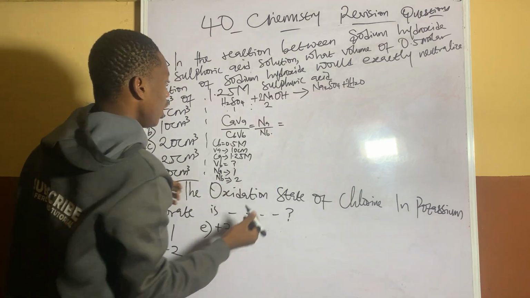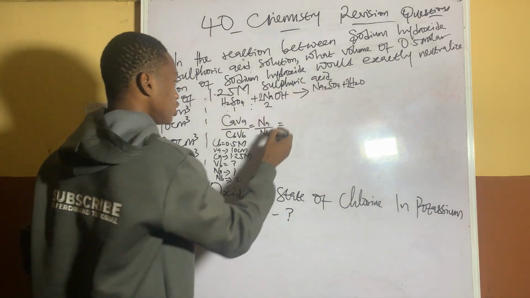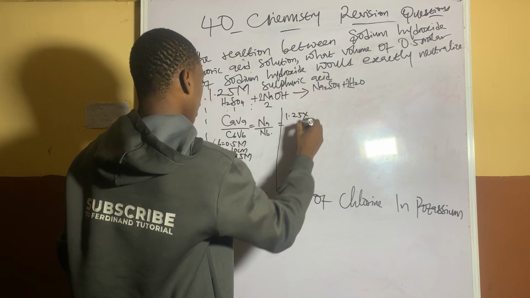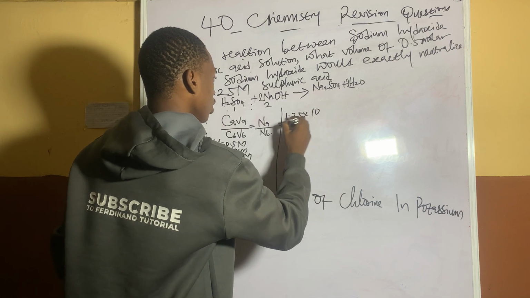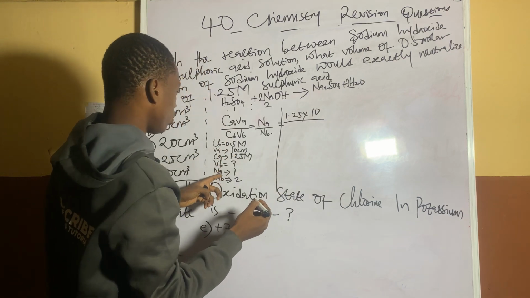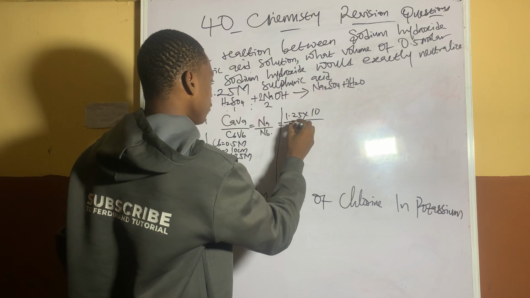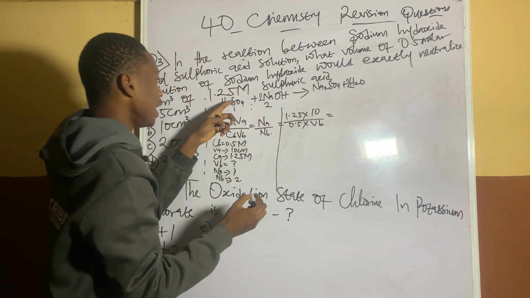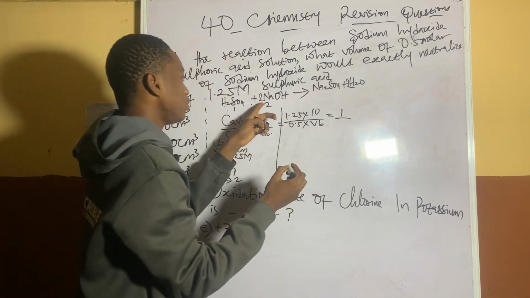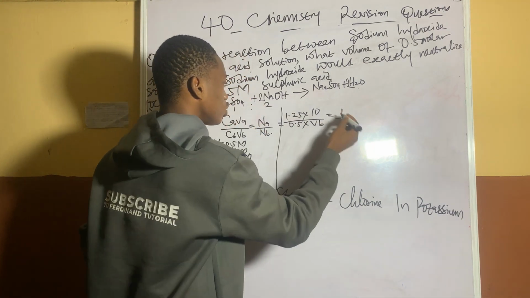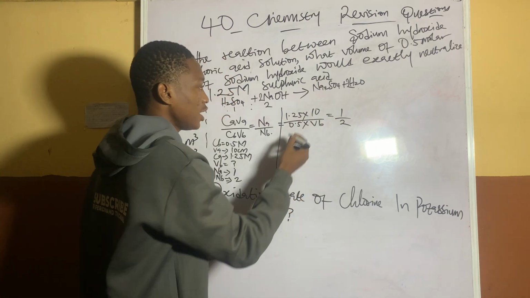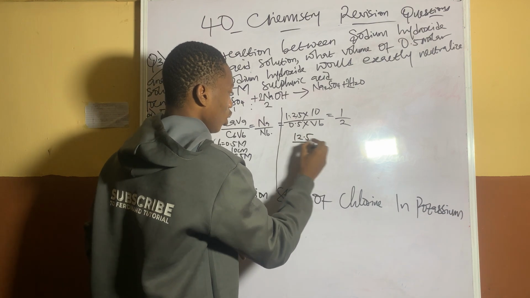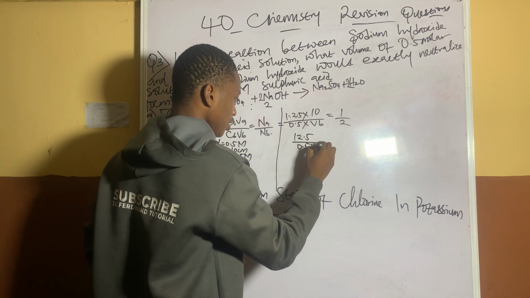So we input and we solve. Anywhere we see CA, I'm going to put 1.25, times anywhere I see VA, times 10, all over. Anywhere I see CB, I'm going to put 0.5. VB is unknown. That's what we are looking for. VB is equal to, anywhere I see NA, number of acid, 1. Anywhere I see NB, number of base, 2. So this is the same thing as 1.25 times 10, because this is 10. That will be 12.5 all over 0.5 VB.